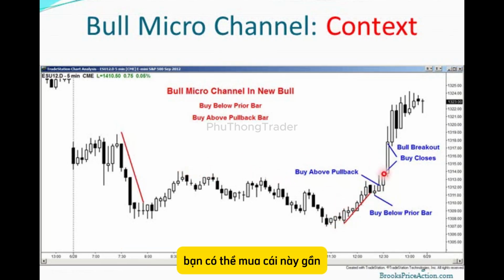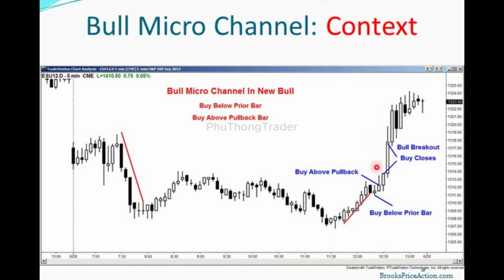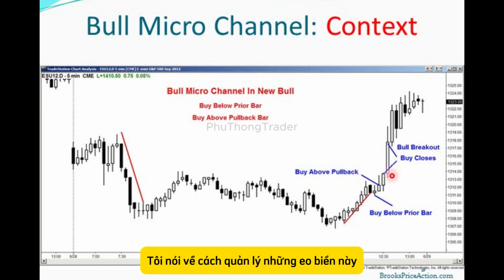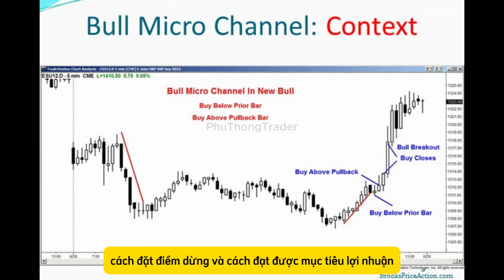You could buy this close, or you could wait and buy this close, and you could buy this close as well. In the module on breakouts, I talk about how to manage these trades, how to place stops, and how to go for profit targets.